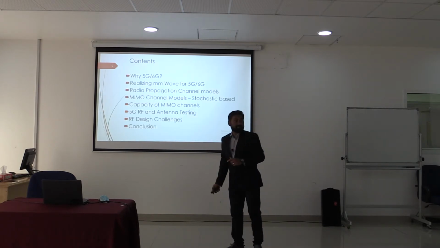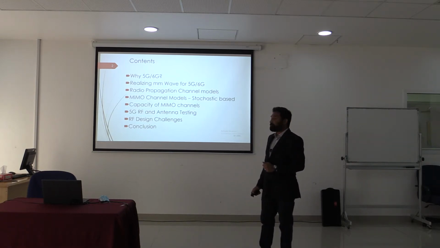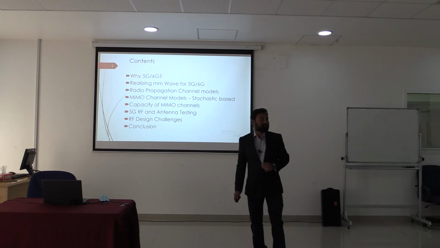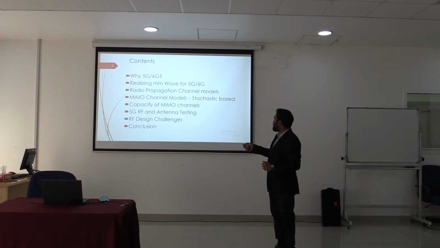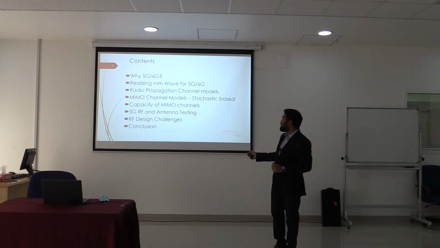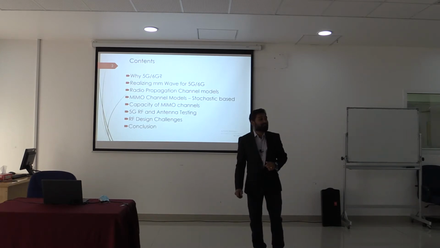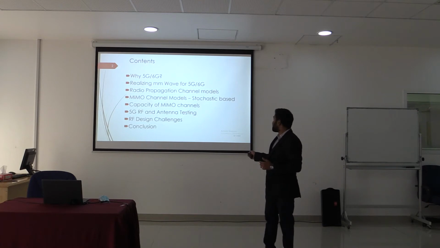So these are all the contents which we are going to see. Why we need 5G, and in future why we need 6G. Then what are the challenges when we are realizing millimeter wave for 5G or 6G? Why we need radio propagation channel models, what are the different types of channel models we have, and in what way we are going to change the behavior of the channel models.